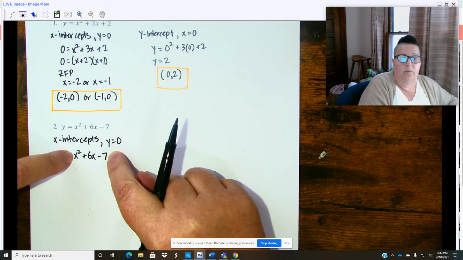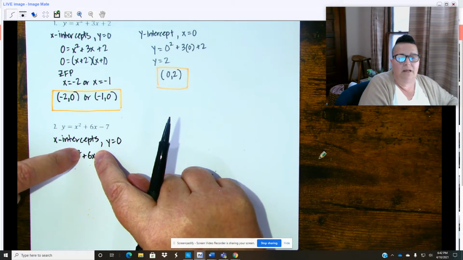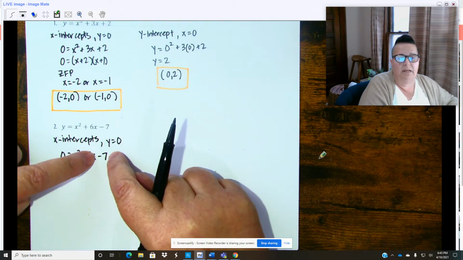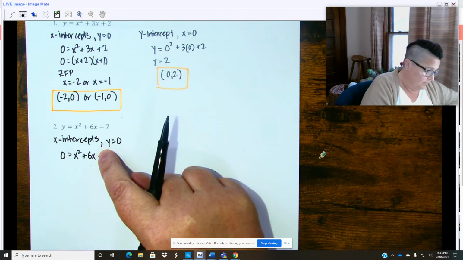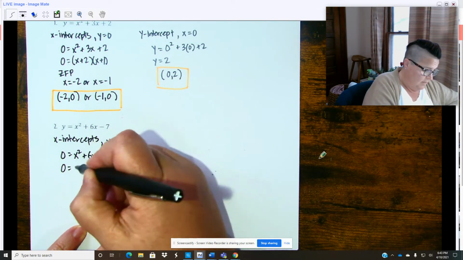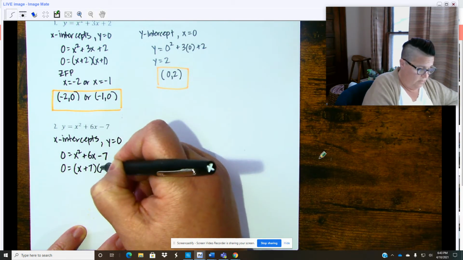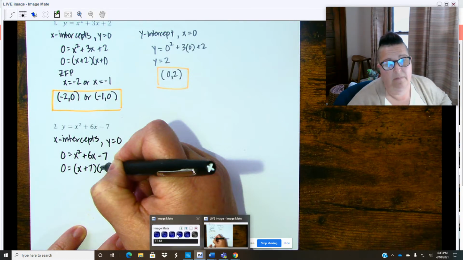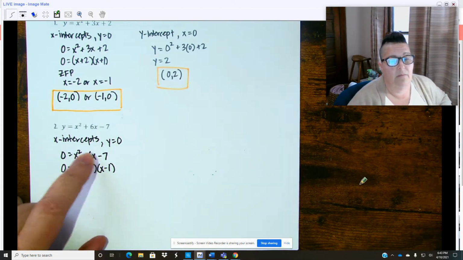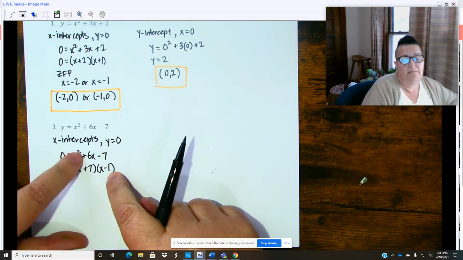Is it factorable? Are there 2 numbers that multiply to give me a -7, but when I add them, I get a positive 6? Because if that works out, this will factor. And indeed, there is. So this will factor into x plus 7, x minus 1. When I multiply a positive 7 and a negative 1, I do get a negative 7. When I add them, I get a positive 6.